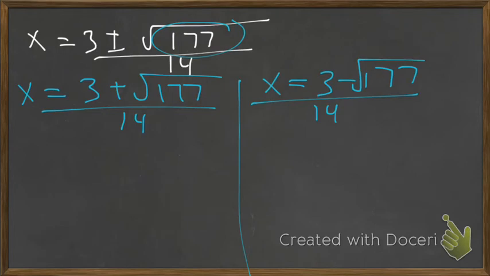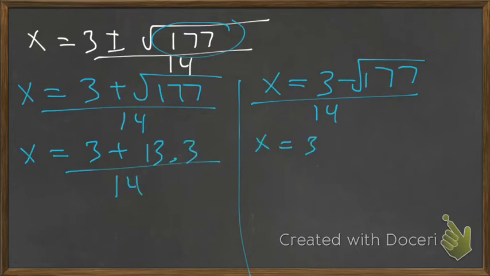Now, the part I have difficulty with is taking roots. Give me just a second, calculating it. So I've got 13.3. So x is equal to 3 plus 13.3 divided by 14. And here x is equal to 3 subtract 13.3. That's also divided by 14. So this is going to be a really small number. This is going to be a bigger number, slightly.